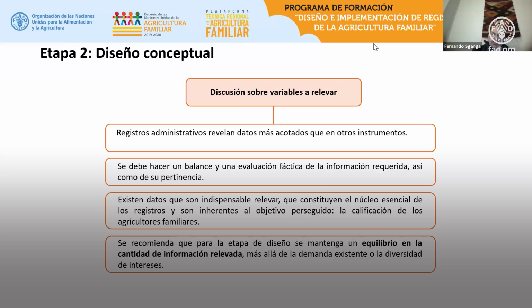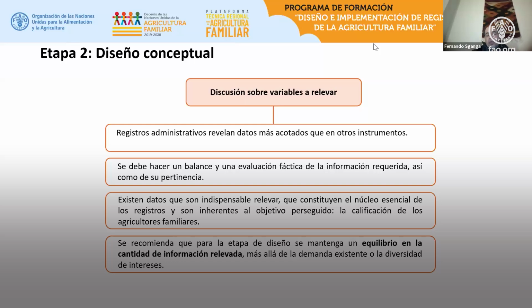Then, as we said, it is recommended that a balance be maintained between the amount of information collected during the design stage and the existing demand and diversity of interests. Now, why not ask about the machinery, the condition of the equipment? Maybe the condition of the equipment is not important for our goal.